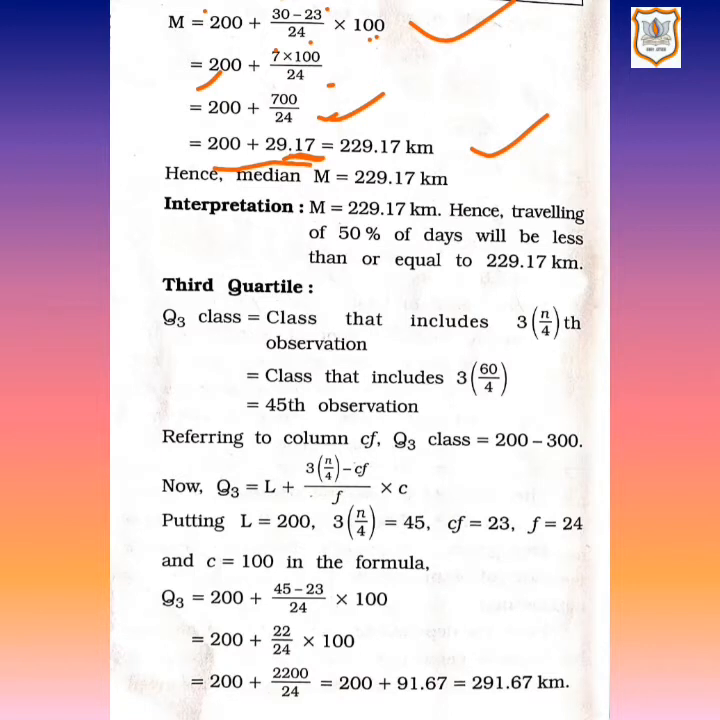Here the median will be 229.17 kilometer. We have to also give the interpretation in this sum. Median is equals to 229.17 kilometer. Hence, traveling of 50% of days will be less than or equal to 229.17 kilometer.